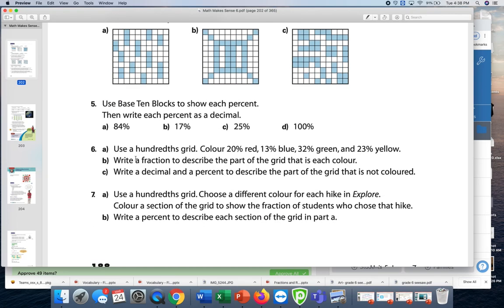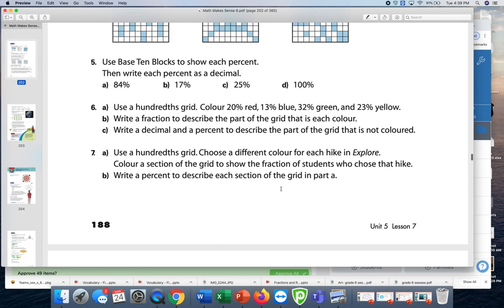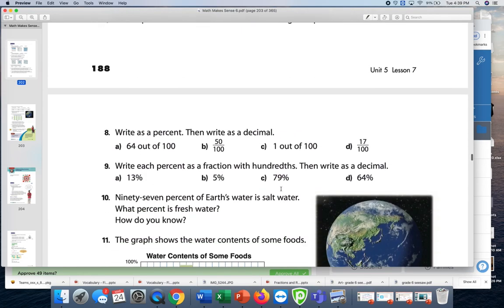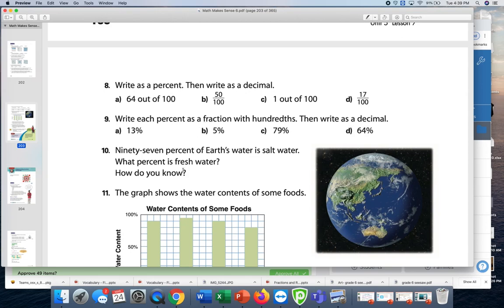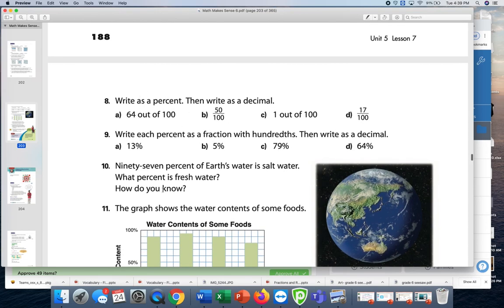This one, use 100 grid. I would like you to actually block out in your notebook a 100 grid. So that's 10 by 10. And then you're going to color this much. You're just going to follow the instructions. Write the percentage as a fraction, and then write a decimal and a percent to describe what is not colored. I think we are skipping 7, and then we're doing 8 through 10. It's not really that tricky.